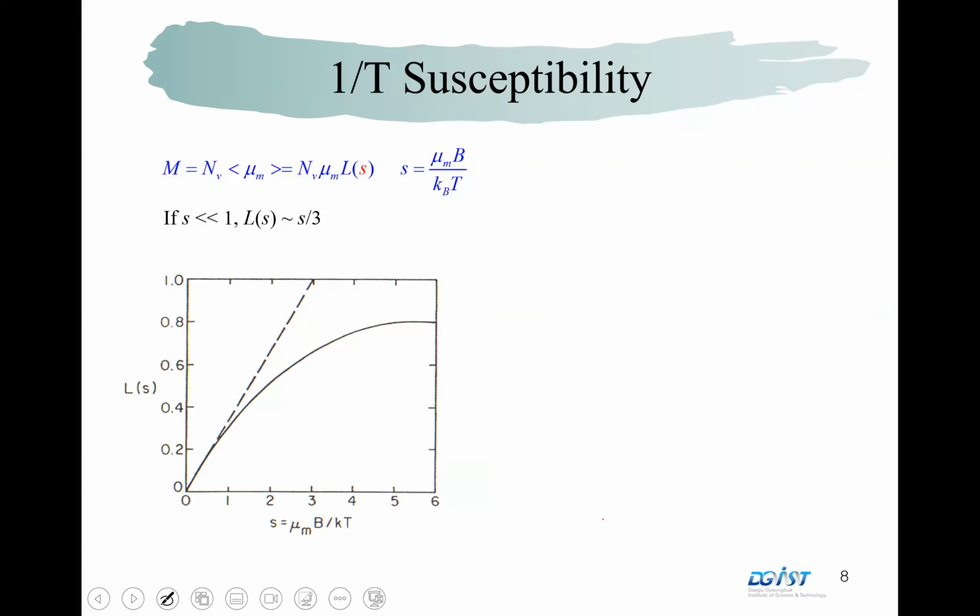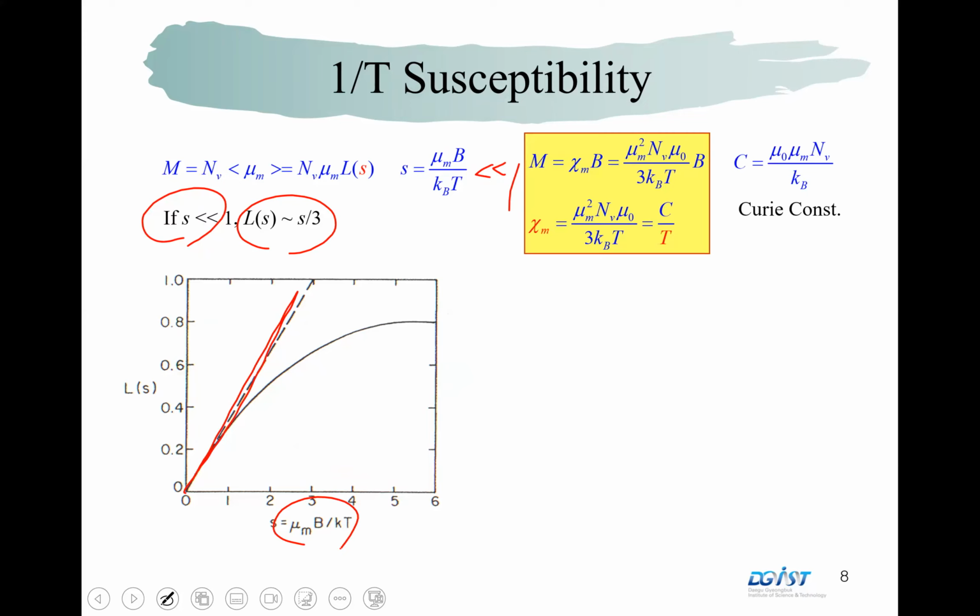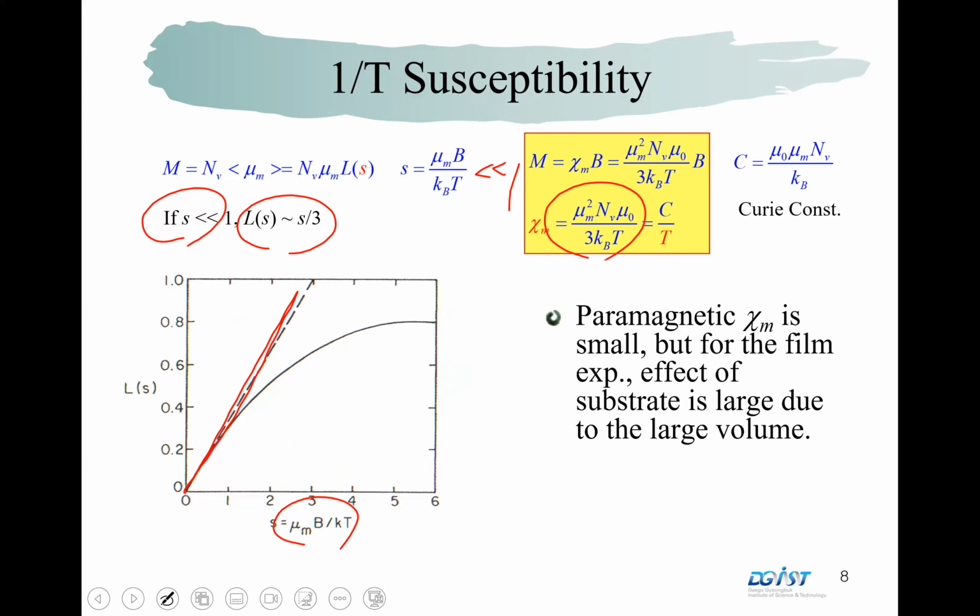And with this expression for the small s, small enough s means the temperature is high, this Langevin function can take the approximation. We obtain the linear approximation of s over 3, and we can obtain the magnetic moment for the given condition. Okay. So we got the susceptibility of this amount, and this susceptibility shows the 1 over T temperature dependence. This is the paramagnetism. Okay.